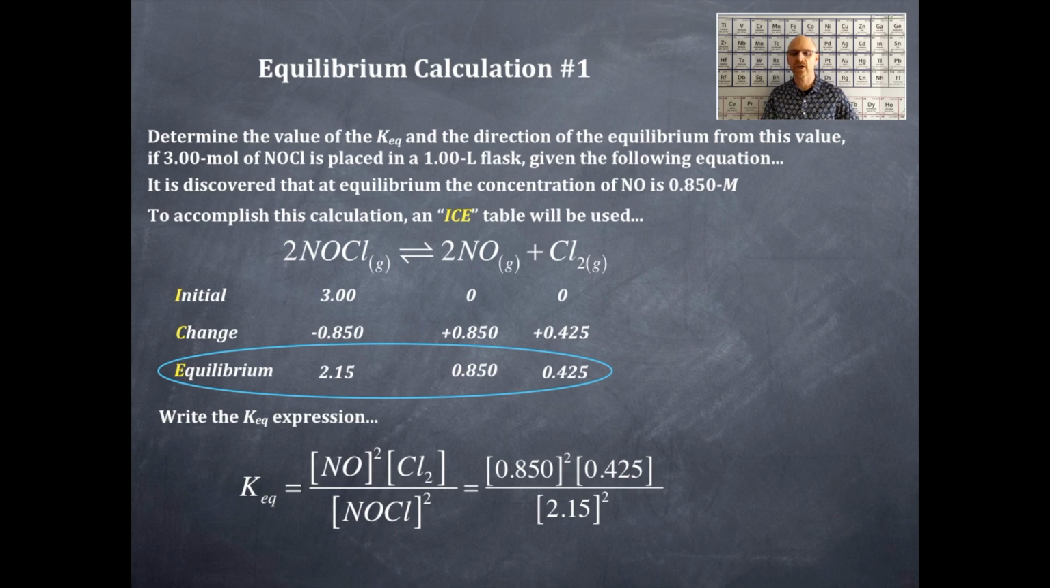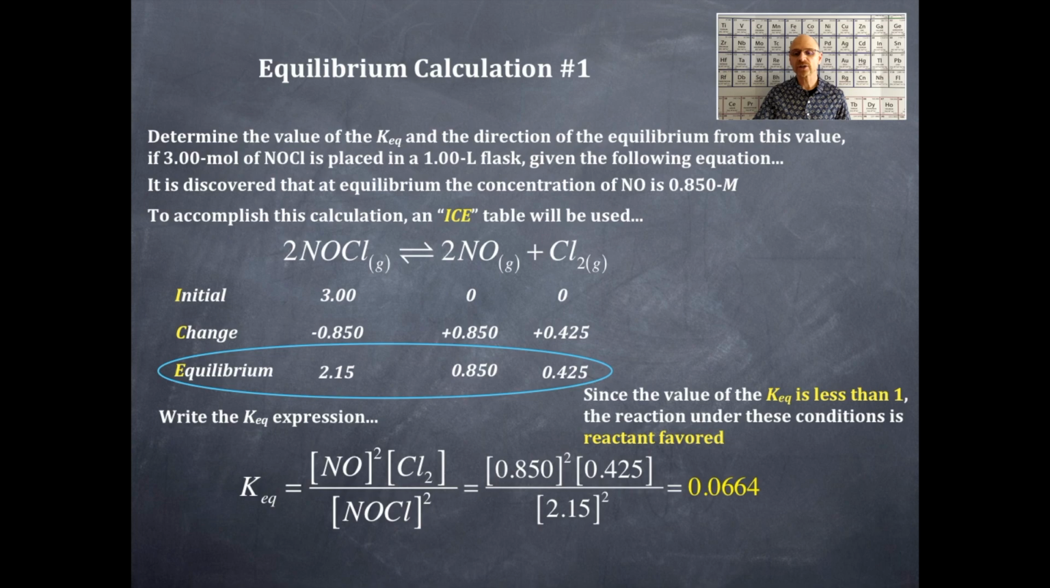And so the NO is replaced by a 0.850. The Cl2 is replaced by a 0.425, and the NOCl is replaced by a 2.15. Now what you're going to do is use your calculator, get the mathematical value of the Keq, and that's what I have right here. It's 0.0664. That is the value of the Keq.